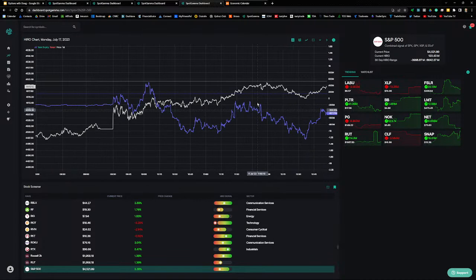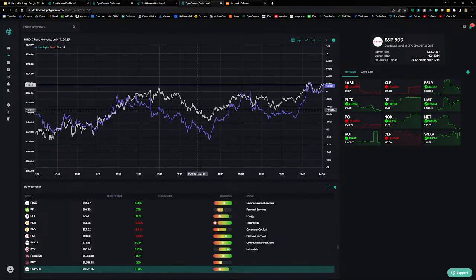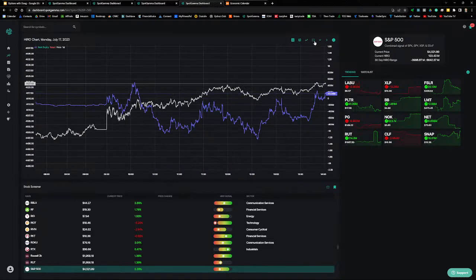All right, let's start again. We'll take a look at some setups. So first of all, let's zoom in on this chart.